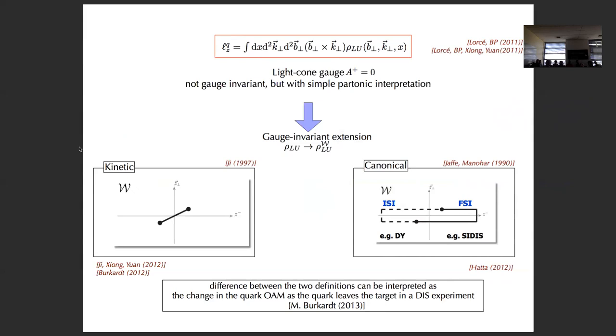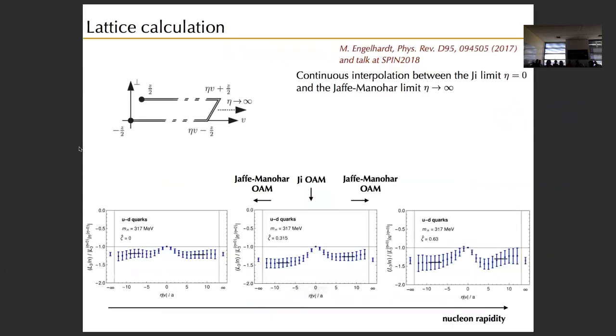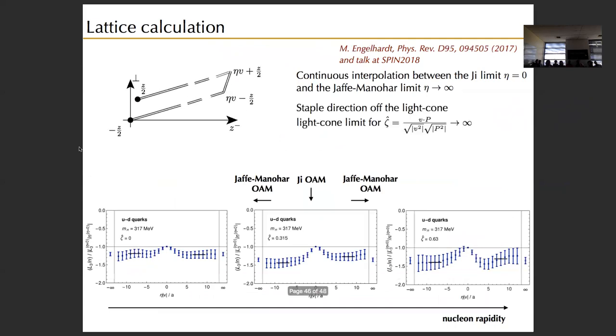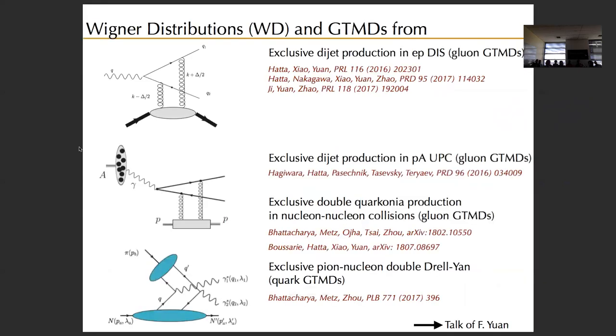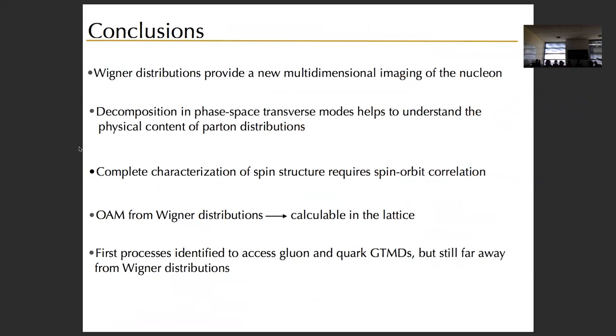How many slides do I have? So this one we skip. This is just a calculation by Michael of the orbital angular momentum in lattice gauge theory. This is just to flash it, because we already discussed this this morning. It's very nice, because a few months ago we were always saying, we don't know how to measure this quantity, it probably cannot be measured. Now there are different proposals for how to measure them, particularly for the gluon GTMD at low x. Different reactions have been proposed, but I will skip this because we will become familiar with this aspect. And then I can stop here.